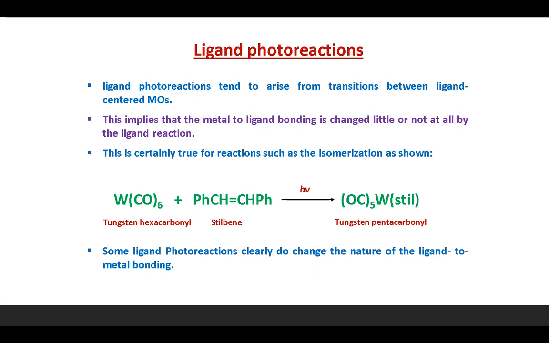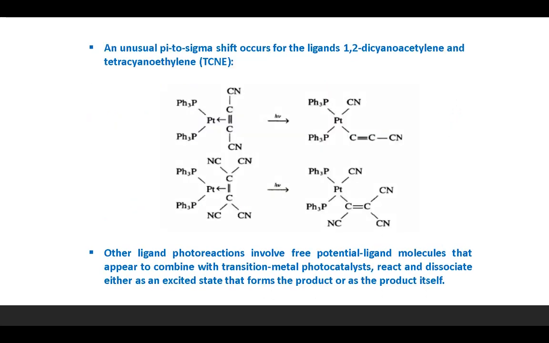Many other alkenes undergo similar isomerization as monometallic ligands, usually more readily for terminal double bonds than for internal ones. Some ligand photoreactions clearly do change the nature of the ligand-to-metal bonding. An unusual pi to sigma shift occurs for the ligands 1,2-dicyanoacetylene and tetracyanoethylene. These are formally similar to insertion reactions. However, d6 systems are particularly stable in square planar complexes, where they have a total of 16 valence shell electrons, as you can see here.